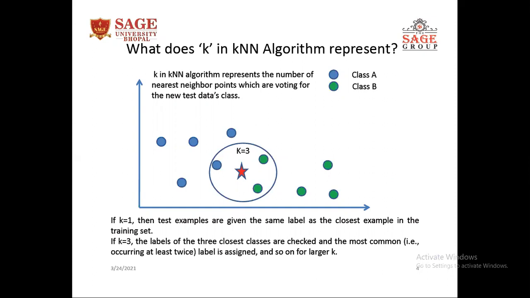See, your test data belongs to any of the classes. Suppose in this example, we have two classes, class A, which is represented by the blue circles, and class B, which is represented by the green circles. Suppose we have a data point that is represented by a star here. We have to predict in which class this star data point belongs, whether it belongs to class A or class B. So how does the KNN algorithm work?